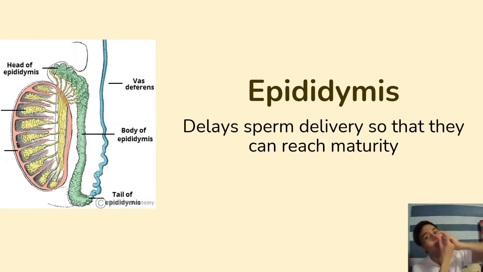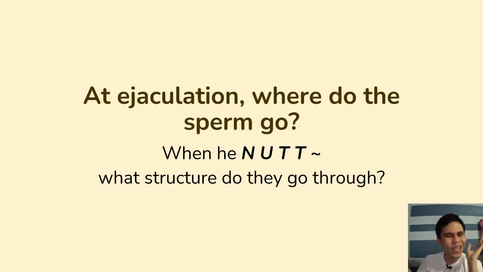See, when the sperm cells are made, they're not ready yet. They're not ready to do their job. They're still little baby sperms. So they need to mature until they can make the journey to the egg cell when they are delivered there. All right, so the epididymis is like the waiting room, the growing room of your sperm cells. So at ejaculation, when they are called to their mission, where do the sperm go?